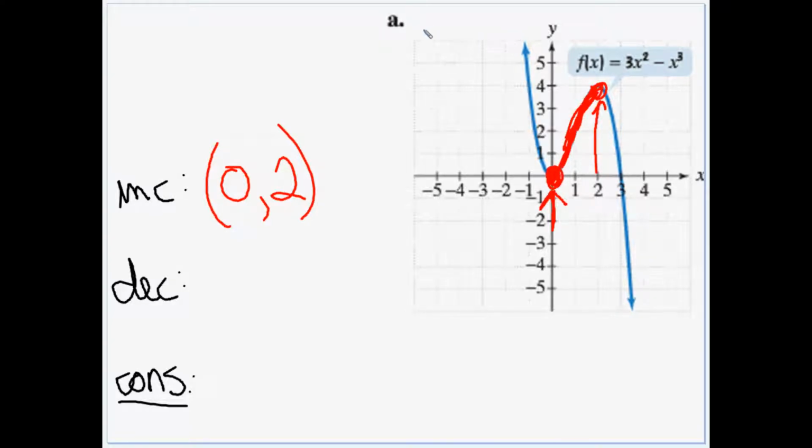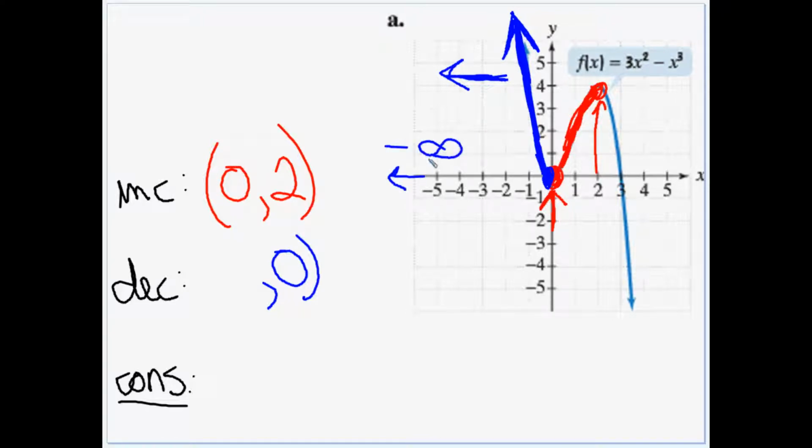Now if I look at this part of the graph, if I go left to right, I'm going downhill, down, down, down. So this part is decreasing. Now we end our decreasing interval right here. So that's going to end at 0, but where did it begin? Now, don't get confused because this graph is going up real sharply, but as it goes up, it's also heading to the left. And way out here to the left on the x-axis is negative infinity. So there's a decreasing interval.